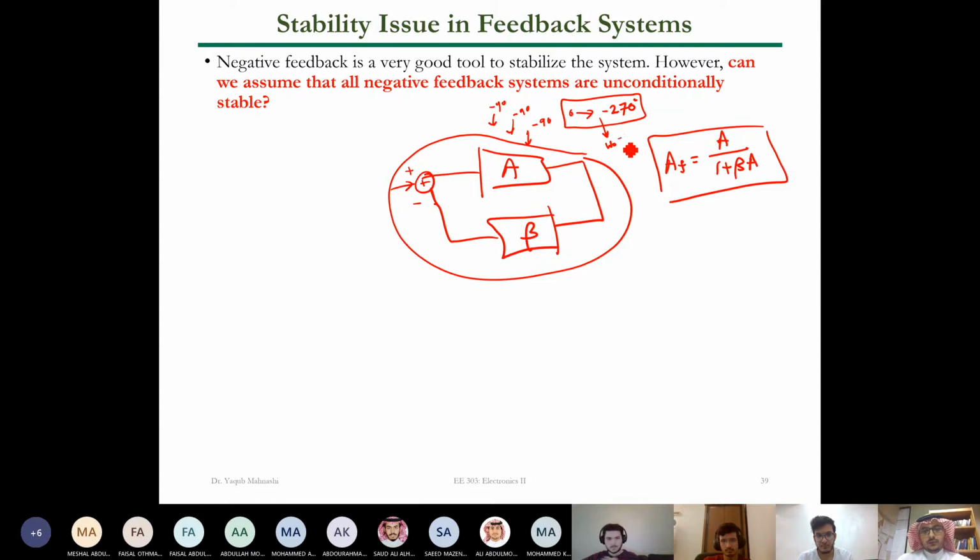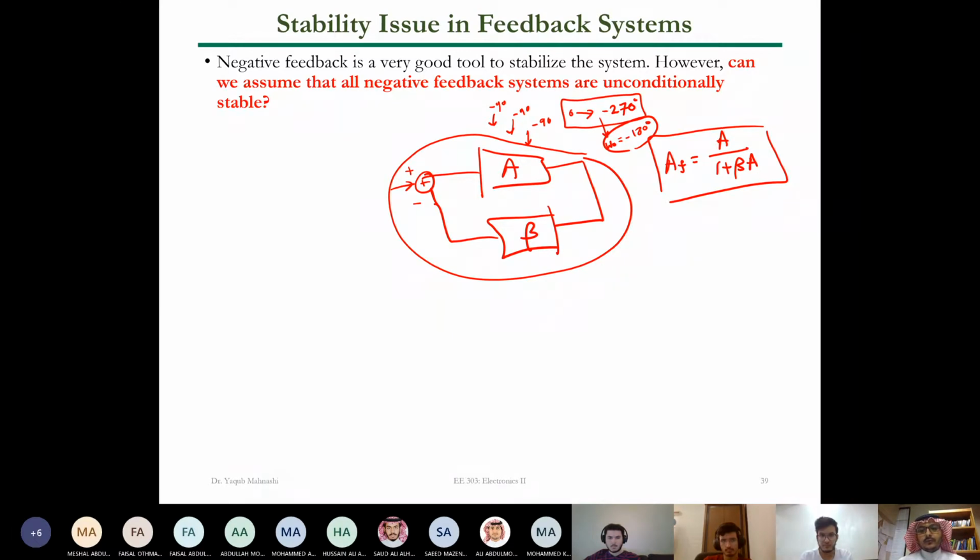So this one will give you minus 180 degrees in the loop, and you add that to the negative feedback. So effectively, what you have, guys, is minus 180 from here and minus 180 from the system itself, so how much do we have? Minus 360. Exactly. So what is the polarity of the feedback now?